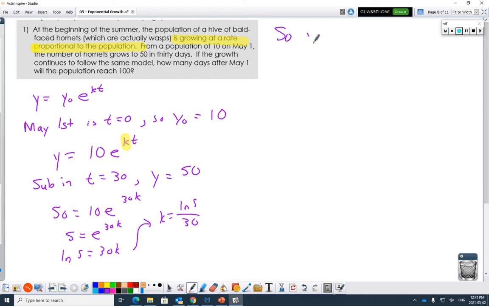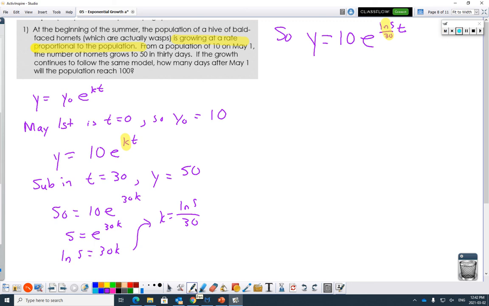So, big moment. Big step in all this. I know the equation is y equals 10 e to the ln 5 over 30 t. I now know that k value, and all that work with that initial piece of information was to get that k value, so now I've got a perfect equation. By perfect, I mean it relates y to t. And now I can do work.